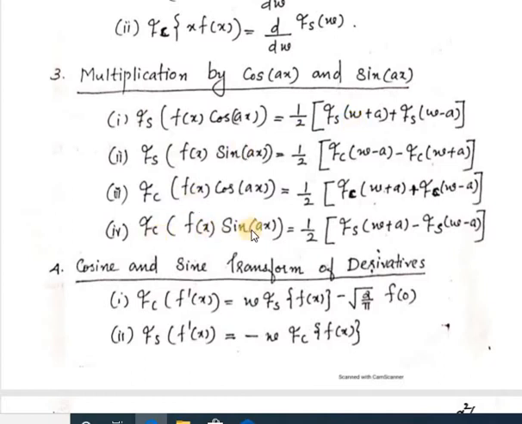Now Fc(f(x) sin ax) will be given by, since we are multiplying the function with a sine term, as in the above case, we have to find the opposite, that is, the Fourier sine transform of the function, then replace ω by ω + a here and ω by ω − a here, subtract the terms and divide by 2. So here we can say that when we multiply the function with the cos term, we find the same transform, but when we multiply the function with the sine term, we have to find the opposite transform. That is, if it is sine, then find the cosine transform.